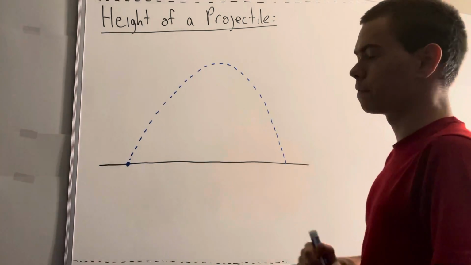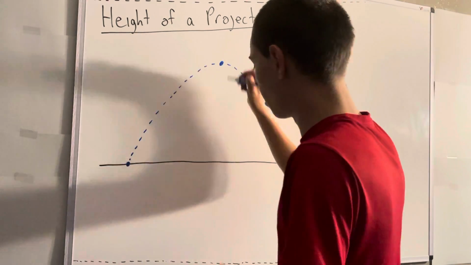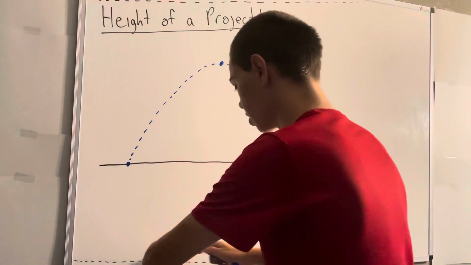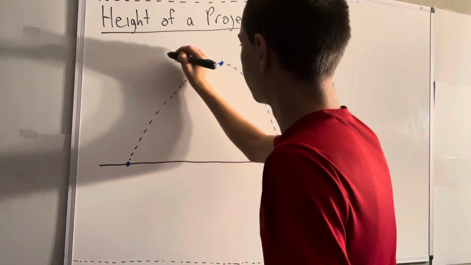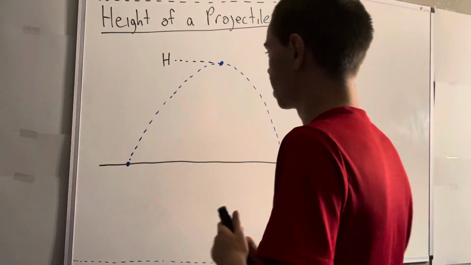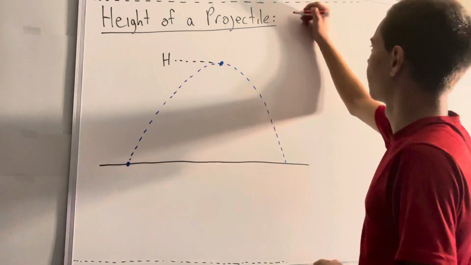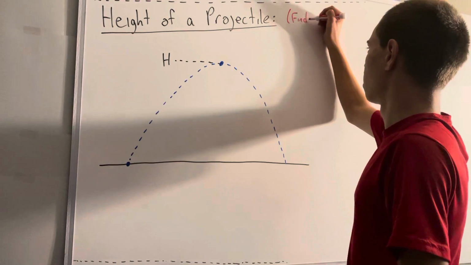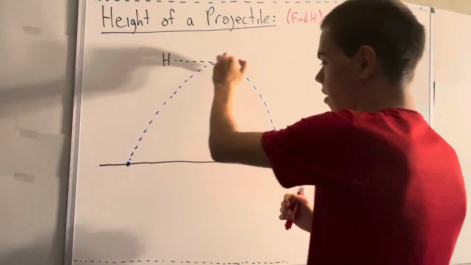Now, our goal is to figure out the maximum height that this ball reaches, which is at this point right here. And so we're just going to label this height a height of h. And so our goal is to figure out what h is. Right? What is the maximum height that the ball will reach when it's kicked into the air?